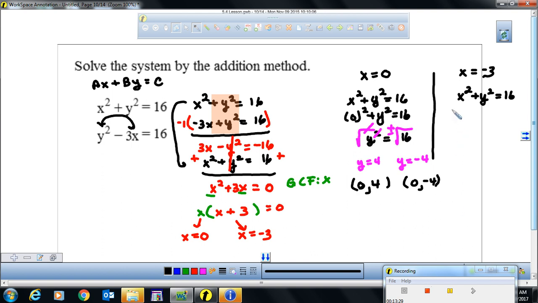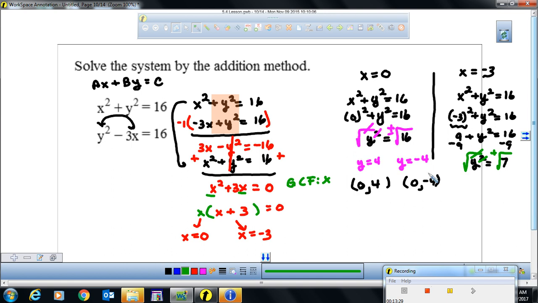Now we are going to do the same thing to find the values of y for this second x equals negative 3. So I'm going to replace the negative 3 into the x, so it's negative 3 squared plus y squared equals 16. Negative 3 squared is a 9, so we get 9 plus y squared equals 16. We can use the square root property again because there's only y squared, so we subtract the 9 and we get y squared equals 7. Also we're going to take the square root on both sides to get rid of the square, but we have to put a plus and a minus.